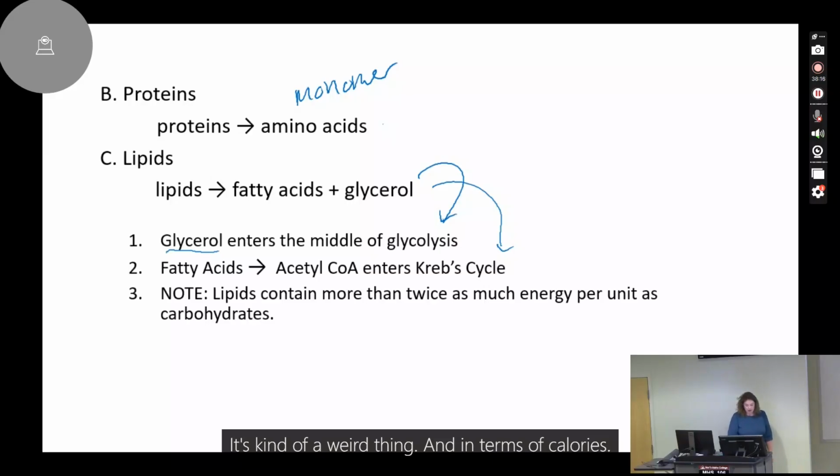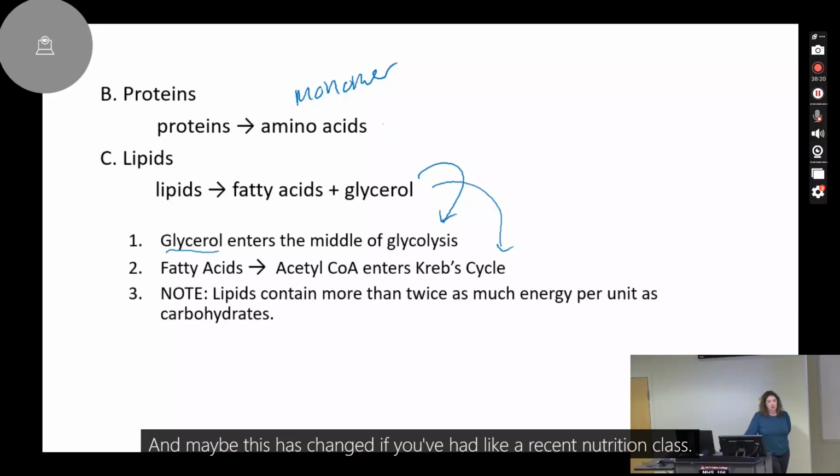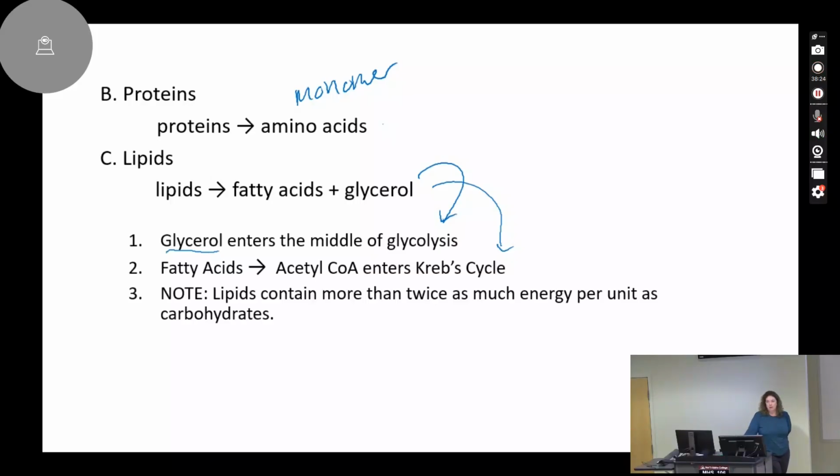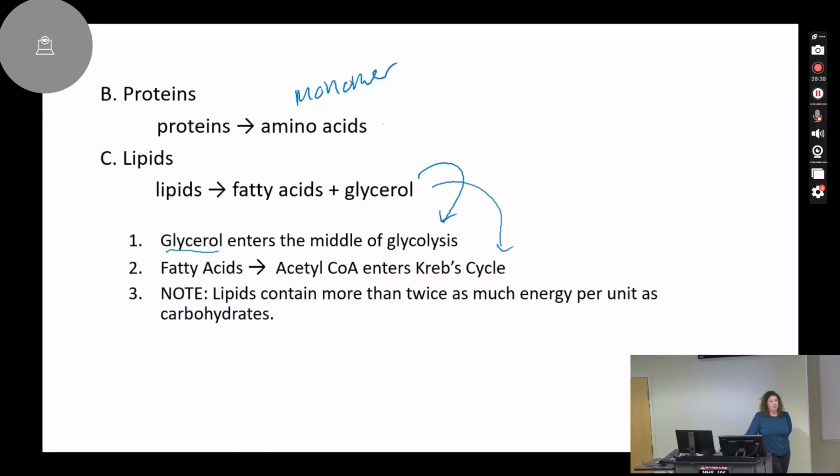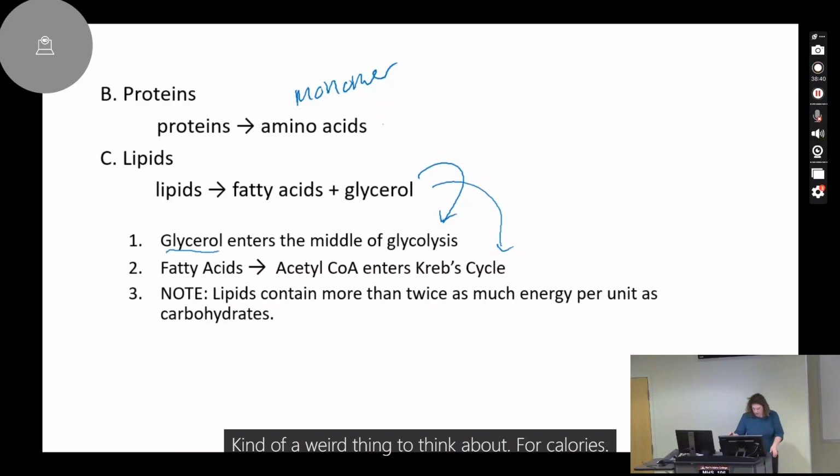And in terms of calories, and maybe this has changed if you've had a recent nutrition class, but fats generally have more than twice as many calories, per unit, as carbohydrates and proteins. It's kind of a weird thing to think about.